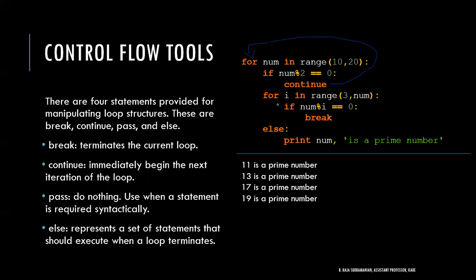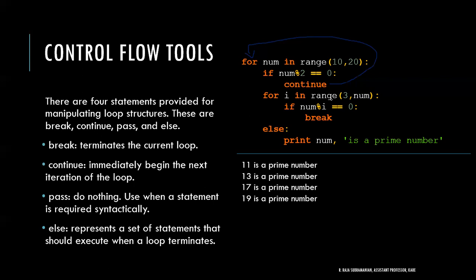So 11 will go here: for i in range of 3 comma num. I'm saying 3 comma num. Why? Because we know 2 is the smallest prime number, so we actually take 2 directly as a prime number. So the comparison will start from 3. If 11 is divisible by any of the numbers between 3 and num, then I should not say it is a prime number.